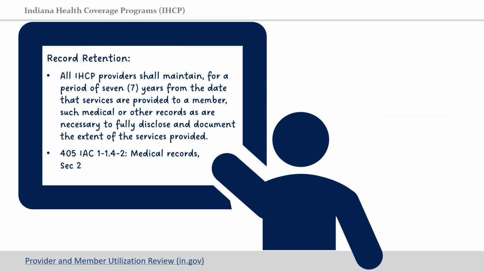Per the IHCP Provider Reference Module and 405 IAC 1-1.4-2, all IHCP providers are required to maintain medical and other necessary records for a period of 7 years from the date that services are provided. These records must fully disclose and document the extent of the services rendered. Before submitting a claim, make sure that all of the documentation is correctly authenticated and maintained to ensure proper payment and adequate substantiation in the case of an audit.